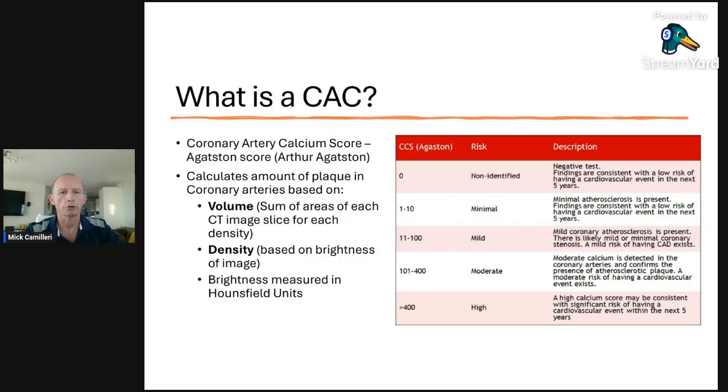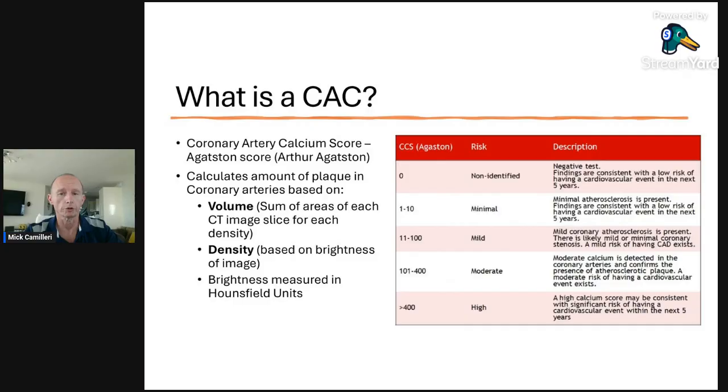Okay, when you get a coronary artery calcium score, it's actually been developed by Arthur Agatston. He developed the score to consider both volume and density and put a bit of a rating on how severe the plaque progression is. It is based on the brightness measured in Hounsfield units. So when we get a score, and the score again is a multiplication of density and volume, if we get a score of 0, that tells us we've got no calcified plaque. That does not mean we don't have any soft plaque. It just means we don't have any calcified plaque.